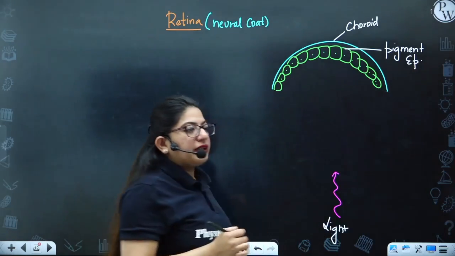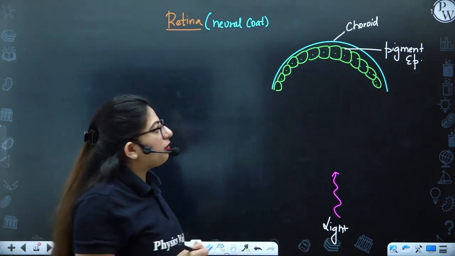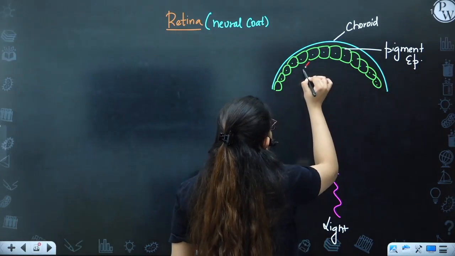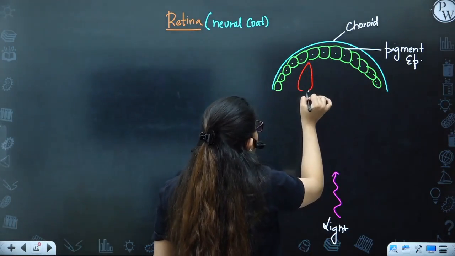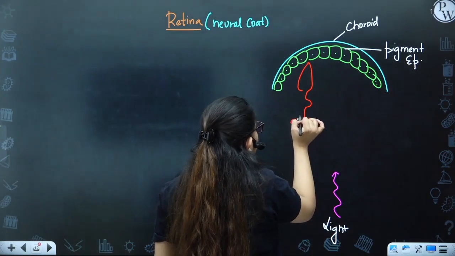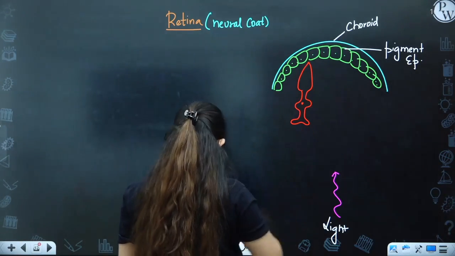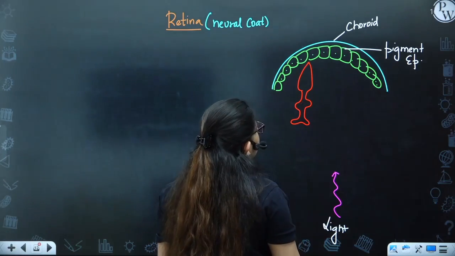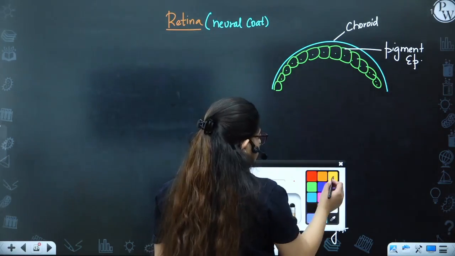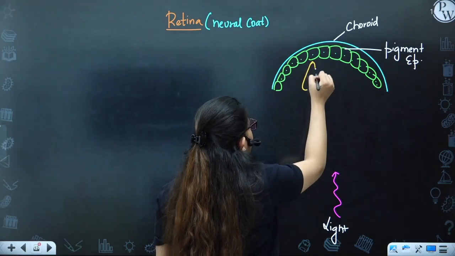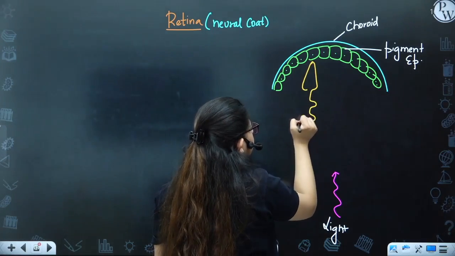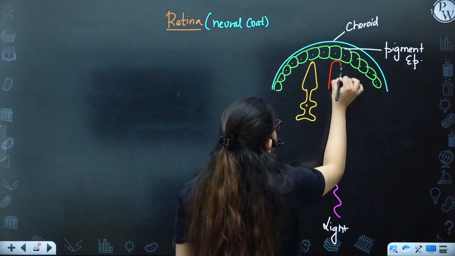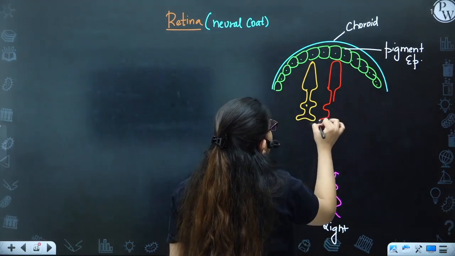Below the pigmented epithelium are the photoreceptor cells. I'll be drawing just one layer. Photoreceptor cells are of two types. One looks like a rod, so their name is rod cells. And one looks like a cone, so their name is cone cells. Let's change the color. These are cone cells because they look like cones, and the others look like rods, so they are rod cells. Both are photoreceptor cells.